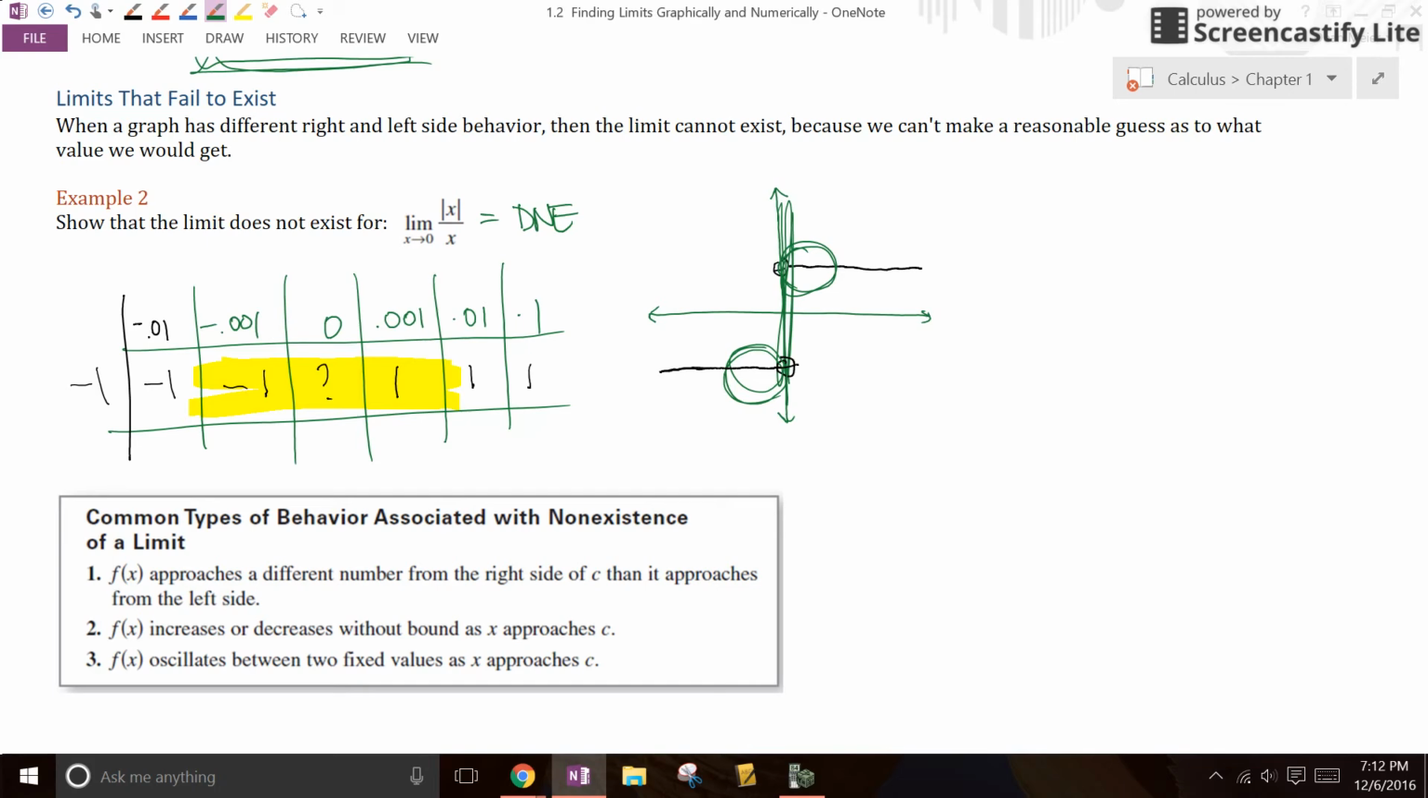Remember, probably the most important thing is to look on either side of the number that they're asking you to evaluate the limit at, and you tell me what you think the answer is.